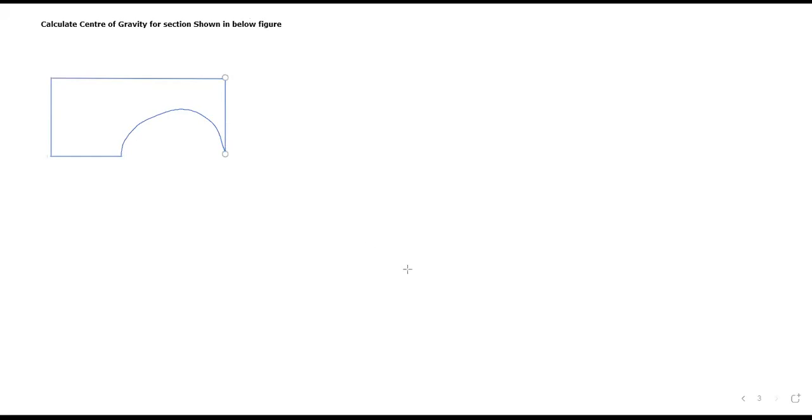Data is given like this. I am not able to draw a semicircle perfectly, but you need to understand that the shape I am drawing here is a semicircle. Now, again, we can visualize that this is a case of area element. Clearly seen that this is a rectangle, this is a semicircular arc, and this is a triangle.